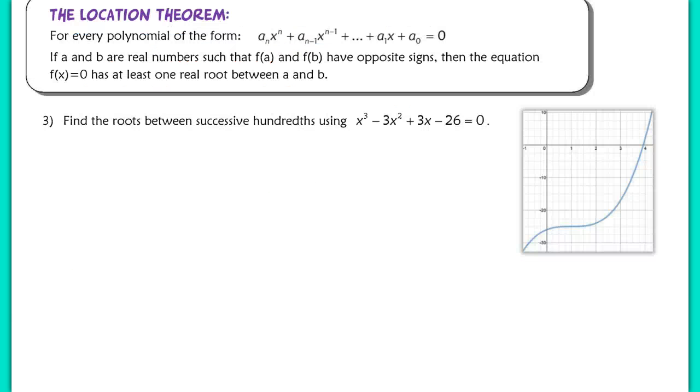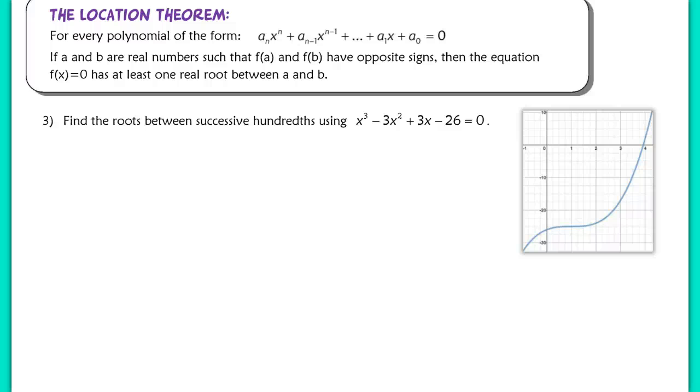Alright, now everything that we've been doing so far has been for rational roots. Now for irrational roots, to try to approximate where those roots exist, we're going to use the location theorem. What the location theorem says is that for any polynomial equation of the form that we've been looking at so far, if a and b are real numbers such that f of a and f of b have opposite signs, then the equation f of x equals 0 has at least one real root between a and b.